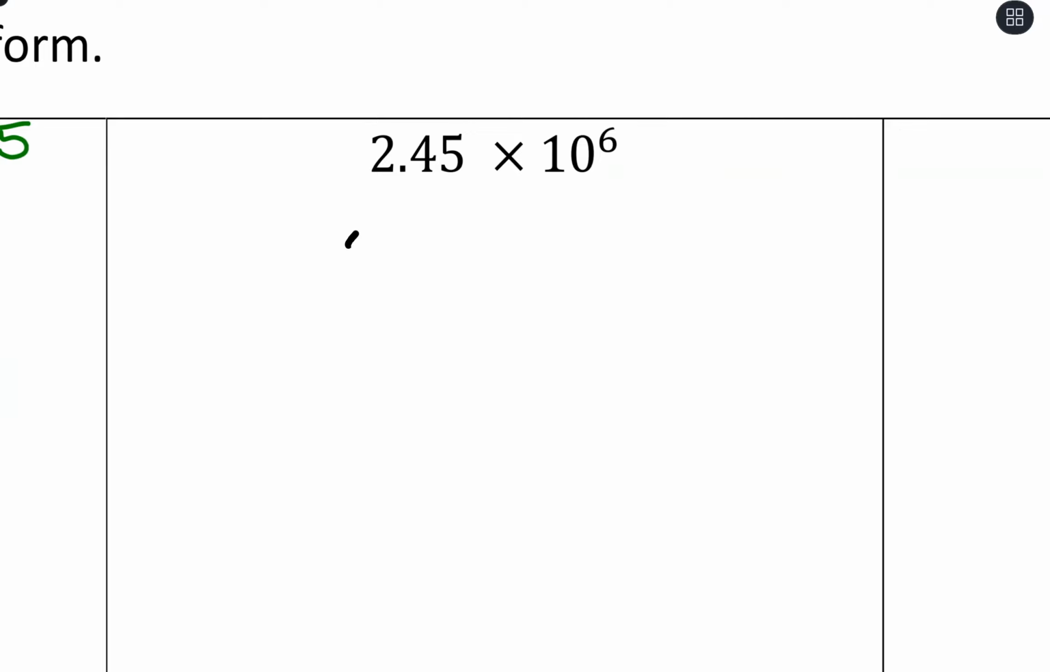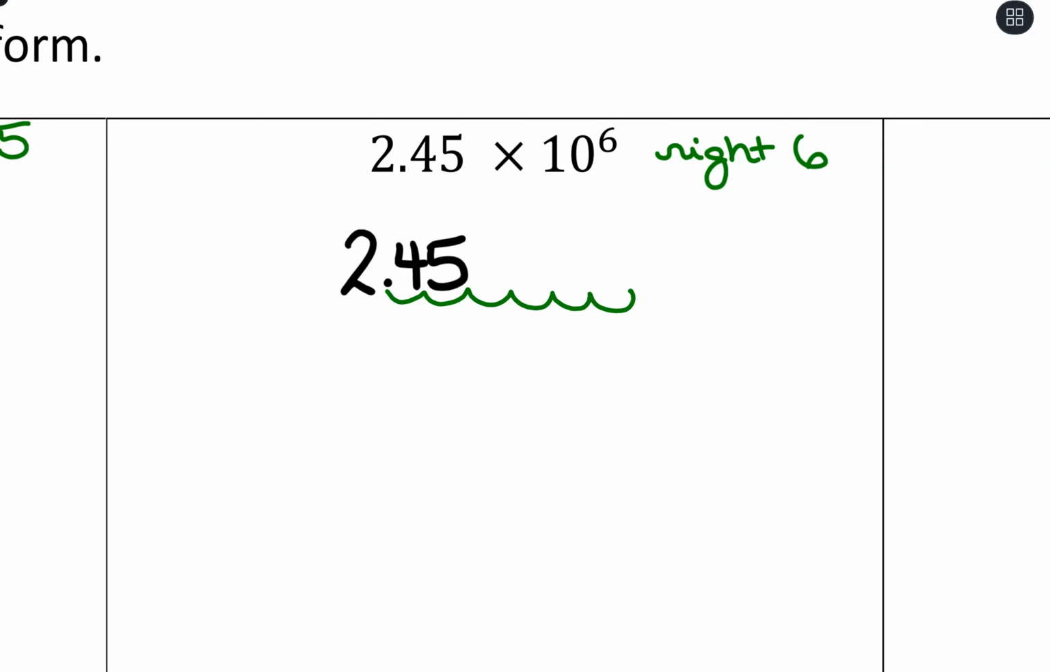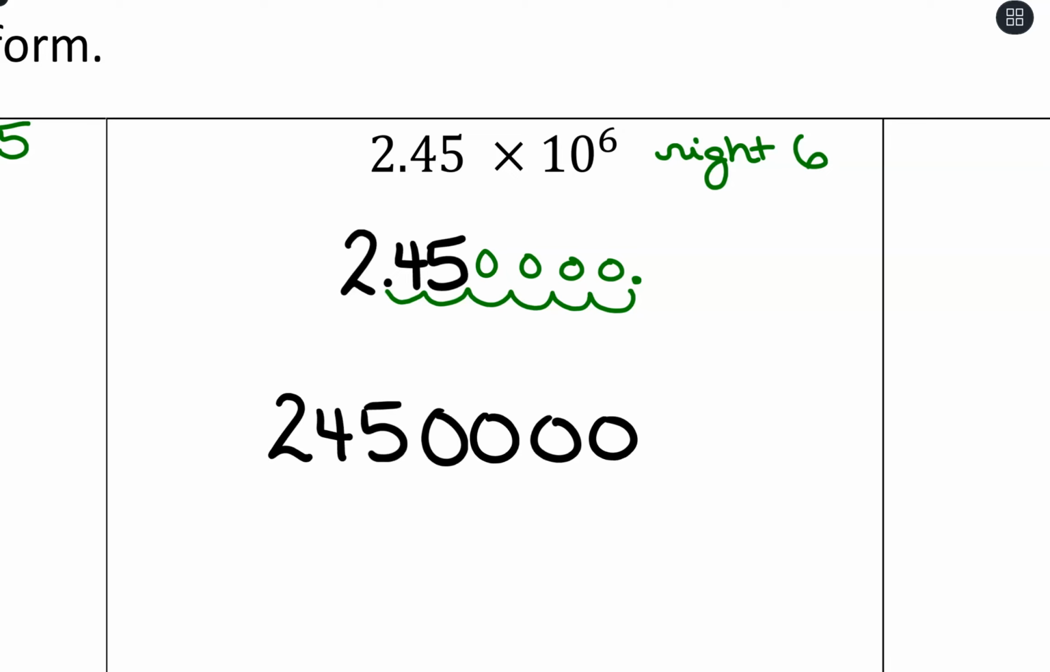With this 2.45, I'm moving my decimal to the right because it's positive 6 units. So I'm going to go 1, 2, 3, 4, 5, 6, and then fill in the blanks with zeros. So I'm going to have 2, 4, 5, and then 4 zeros. And then we could use some commas to separate that number up.